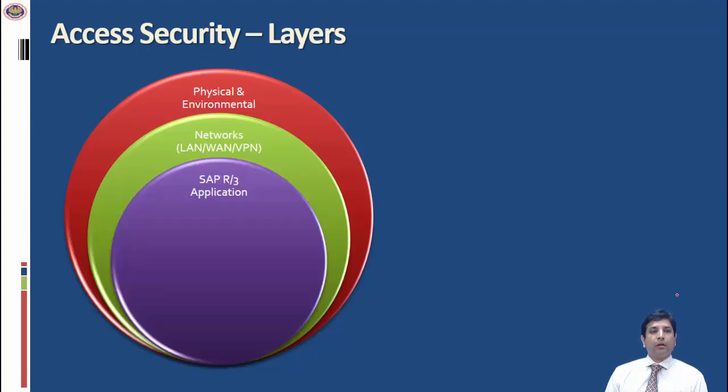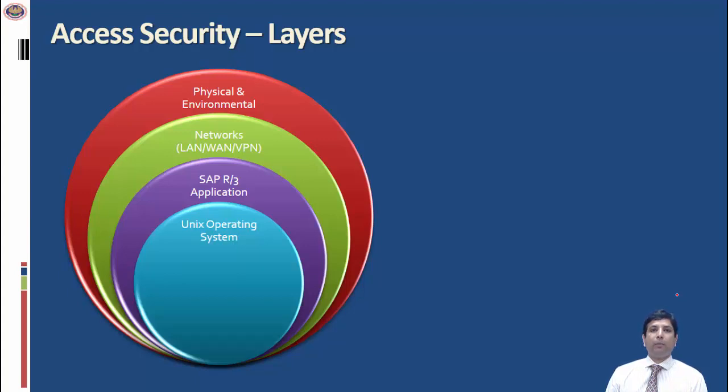Inside the network layer comes the application layer. In this example, the application we are talking about is the ERP called SAP R3. So the application layer resides inside the network layer, and all the business process controls, automated controls, and IT dependent controls will form part of the application layer. So this is the layer which, as auditors, we will be more interested in considering the controls.